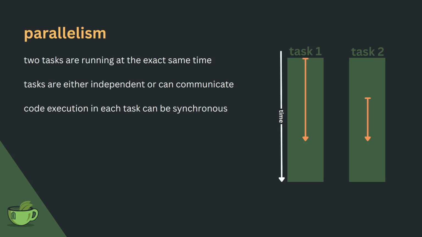Now, what is parallelism? Parallelism is defined by two tasks running at the exact same time. Note that this does not have to mean that they start at the same time or that they finish at the same time, but only that there is one moment in time where both of them are actually running at the same time. And you can see here in the example, task 1 starts way ahead of time, but while task 1 is running, task 2 has started and they are now running at the exact same time. And those tasks can be either independent or they can communicate. And the execution of the code inside each of the tasks can be synchronous.